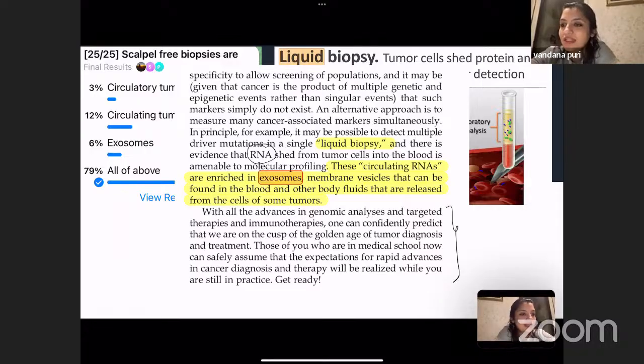Look at this beautiful line with which I will end today's class. Robbins said that all of you who are just entering medical school now, once you start your practice, there will be so many advances in cancer diagnosis and therapy that you will be mesmerized. So get ready is the term that you should know. Pathology is an ever-evolving branch, and it follows Darwin's principles. So be ready for the evolution and keep updated. You can't be redundant.